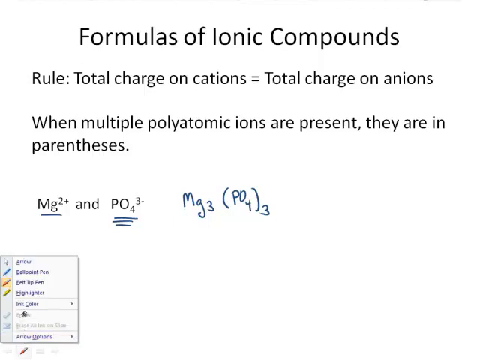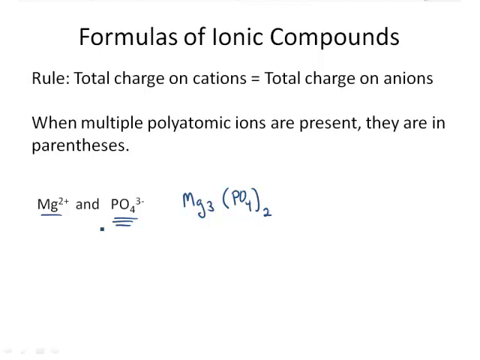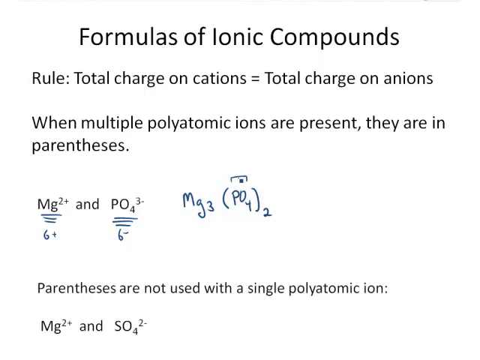But you have to, of course, put the correct number, which in this case is 2, not 3. Because the phosphates are 3 minus, that adds up to 6 minus. The magnesiums are 2 plus, 3 of those add up to 6 plus. So you have to put that PO4 in parentheses to show that there are 2 of them. A common mistake is to use parentheses when there's only a single polyatomic ion, and you don't do that.